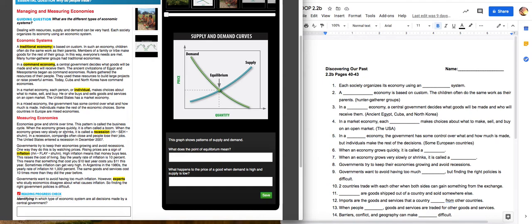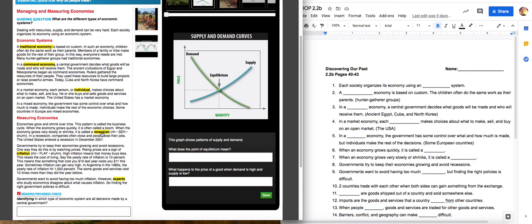The United States entered a recession in December of 2007. Now, we got out of that recession, guys. We actually went through a boom. The last few years, business was really good. Unemployment was low. The stock market was high. People were making a lot of money. And now that's slowed down.